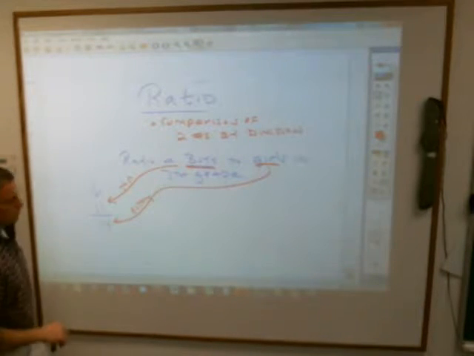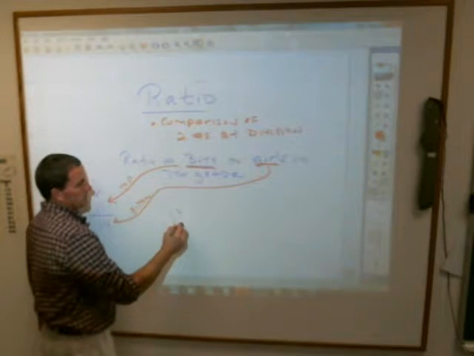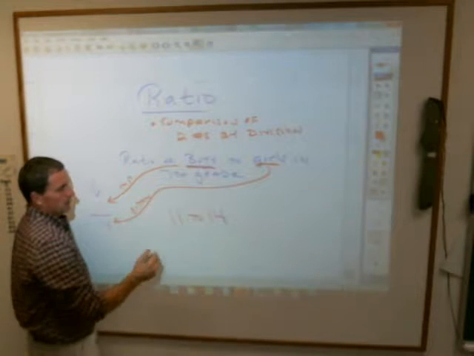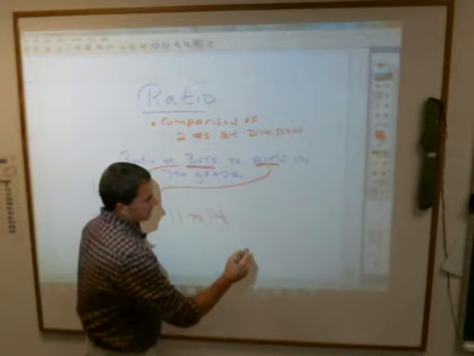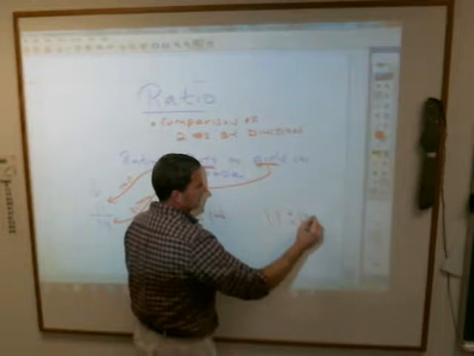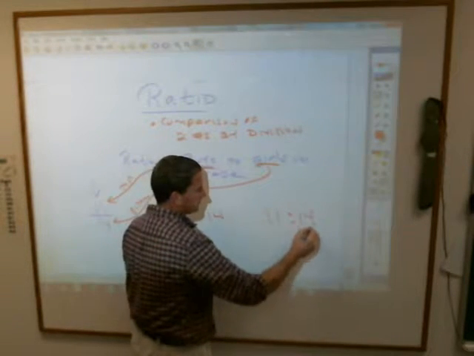A second way that you can write it is you can actually write it out as 11 to 14, just like we say it. And a third way, sometimes you'll see it like this. There'll be a colon between them, and it's 11 to 14.